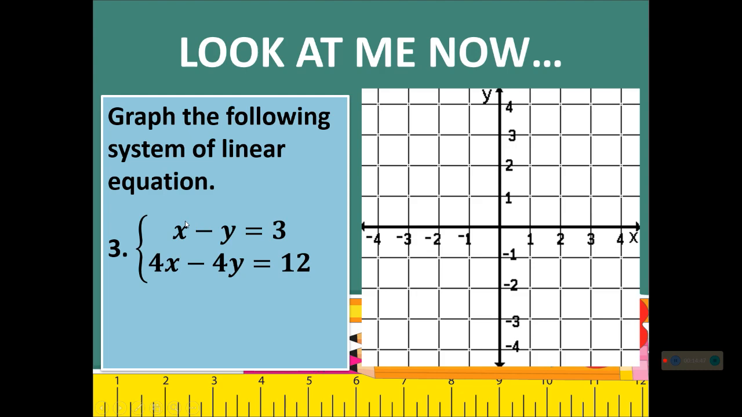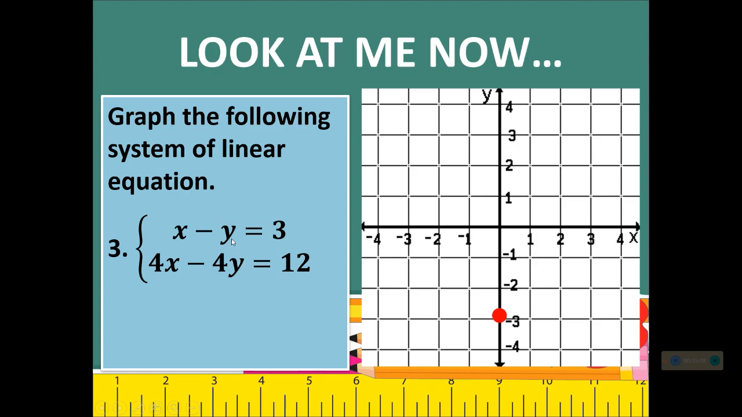So if you are going to find the y-intercept, cover up x. So you will have negative y equals 3. So you will obtain y equals negative 3. Then plot that point. So you will have here (0, -3). Question?